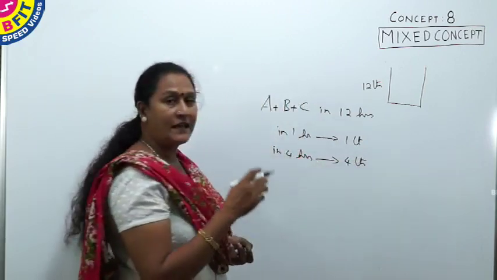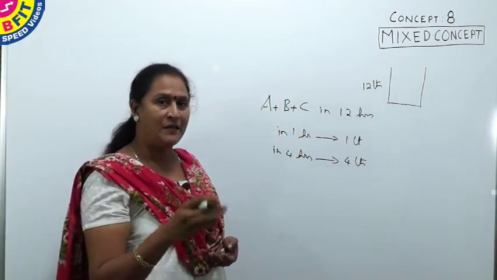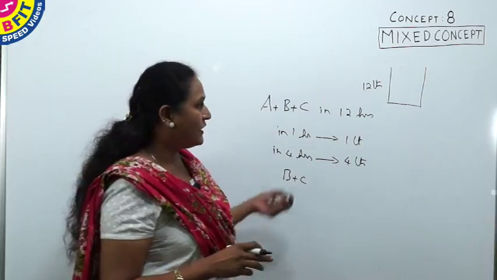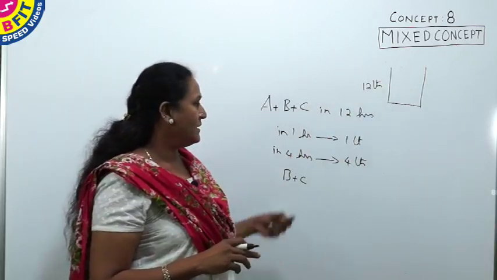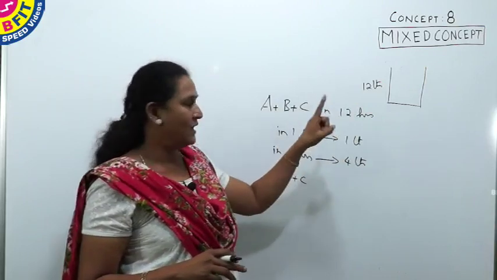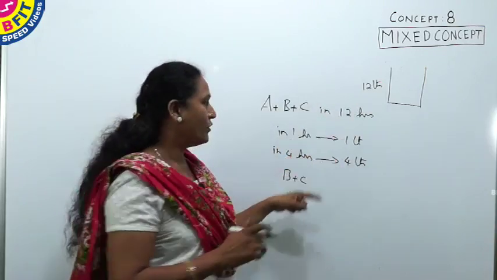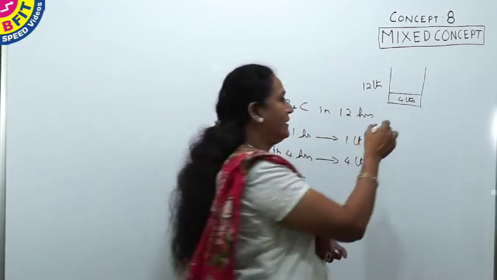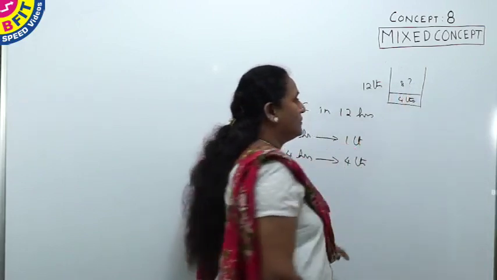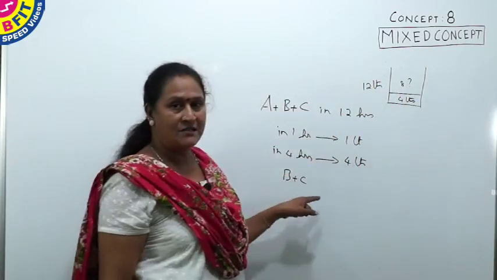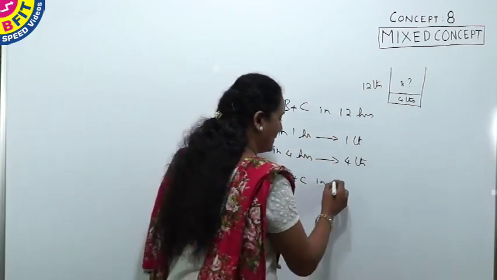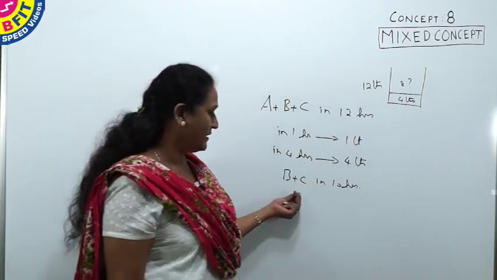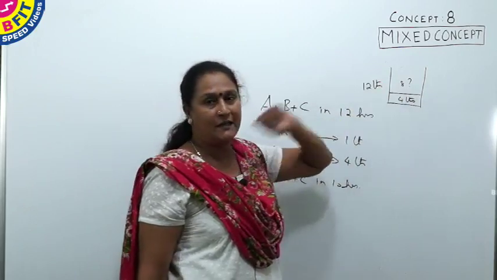So after 4 hours A is closed. Now which 2 taps are there? B and C alone. So B, C together fill the remaining tank. We have assumed that tank capacity is 12 liters, and A, B, C fill in 12 hours, so in 1 hour they pour 1 liter. In 4 hours 4 liters is poured. So now how many liters are needed? 8 liters. This 8 liters is filled by B and C in how many hours? In 10 hours. So we have got the data that B and C in 10 hours can pour 8 liters.